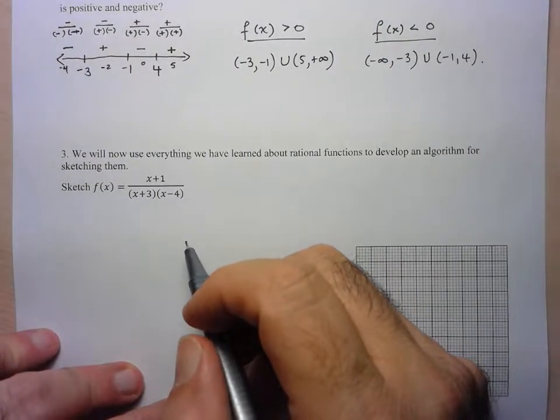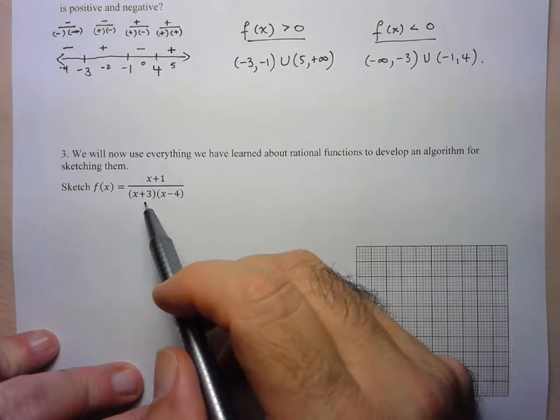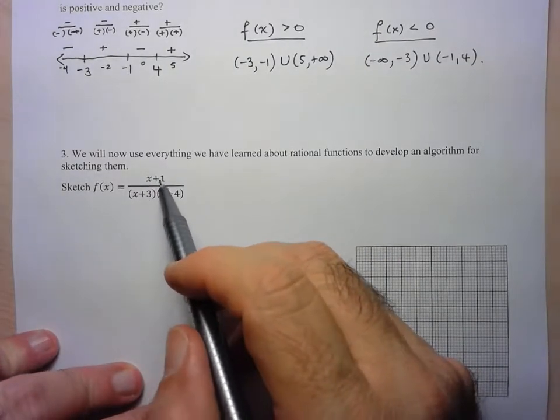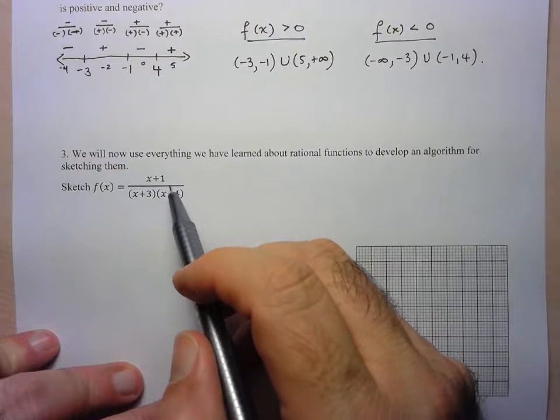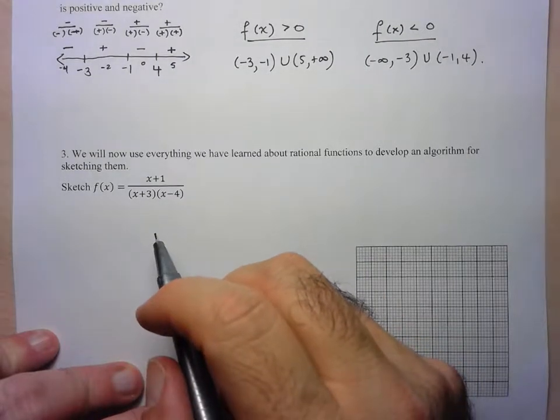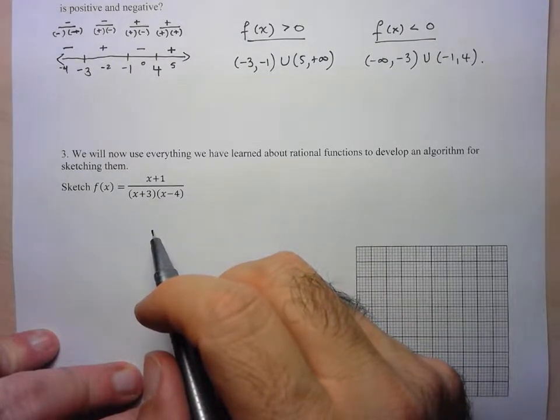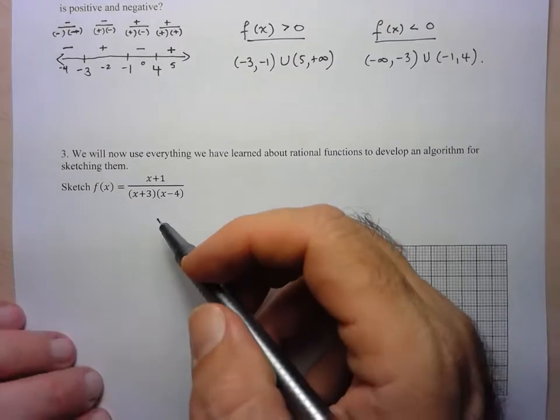Okay, so this has been factored. I see here again that there's no common factors in numerator and denominator, so nothing reduces. I'm not going to have any holes. Okay, so let's move on to the first part of our algorithm.